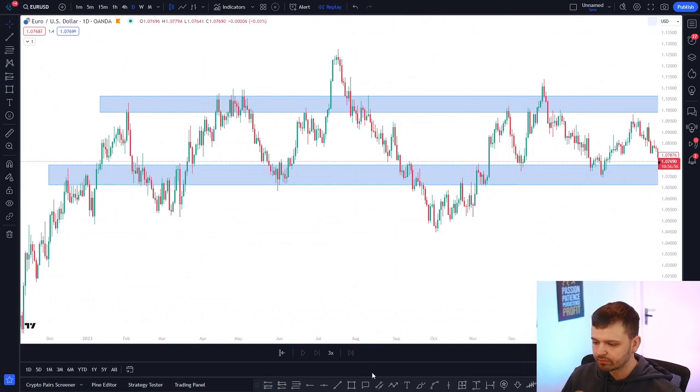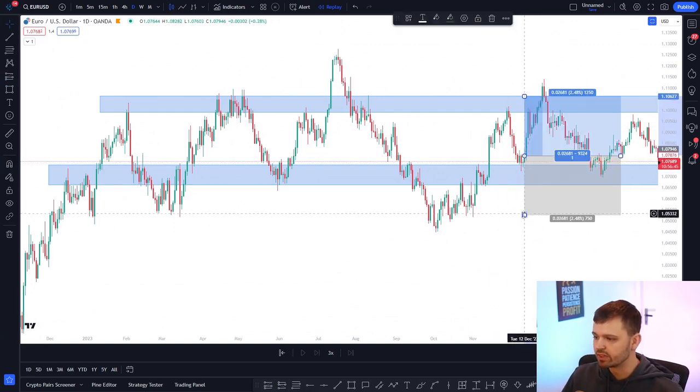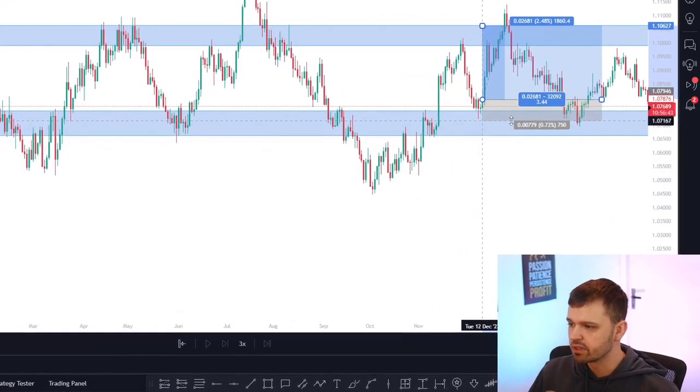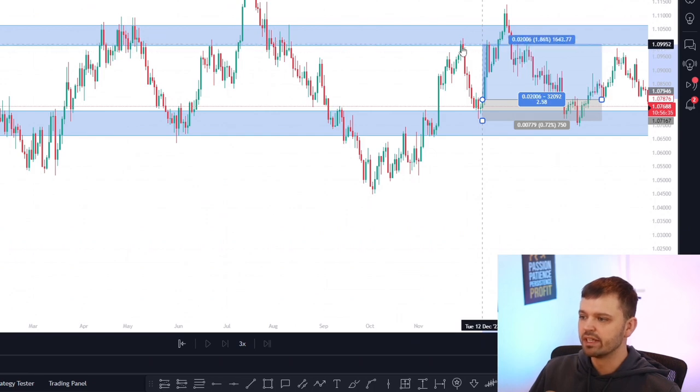So right here you have that bullish candle. It looks like a bullish engulfing candle. We might want to enter on the close of that candle with stops below the bounce, below the wicks, and then take profits at the range highs, and that also aligns with this local high right here.